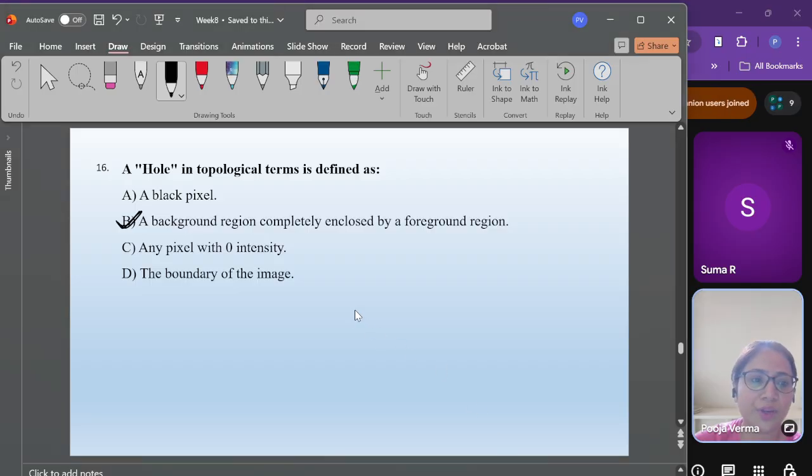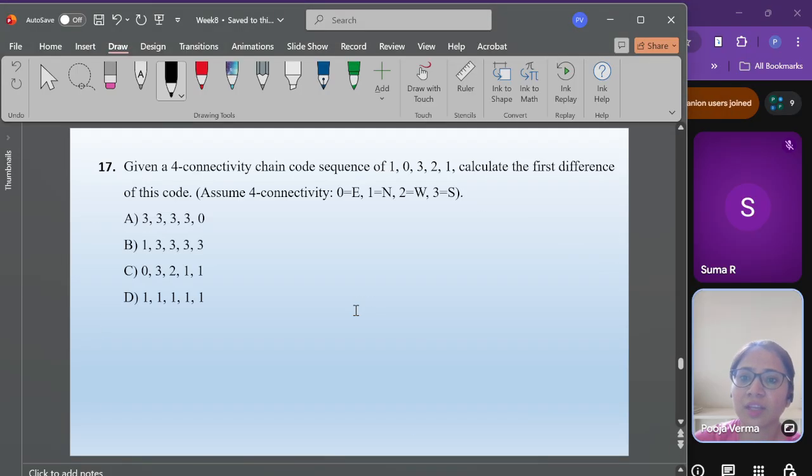Okay, now moving to our next question. Given a four-connectivity chain code sequence, the sequence is 1 0 3 2 1. Calculate the first difference of this code. Here assume four-connected: 0 is east, 1 for north, 2 for west, and 3 for south. Here the four connectivity directions have been given.